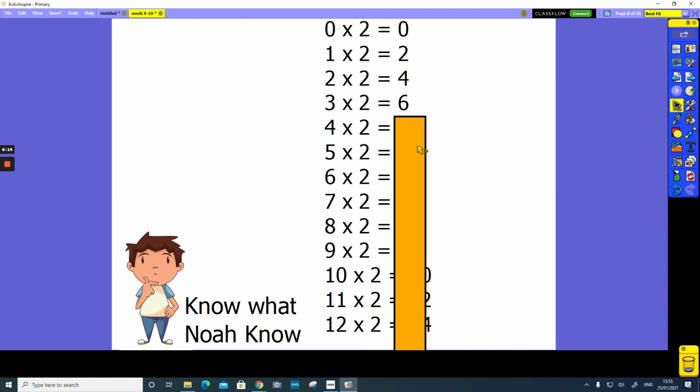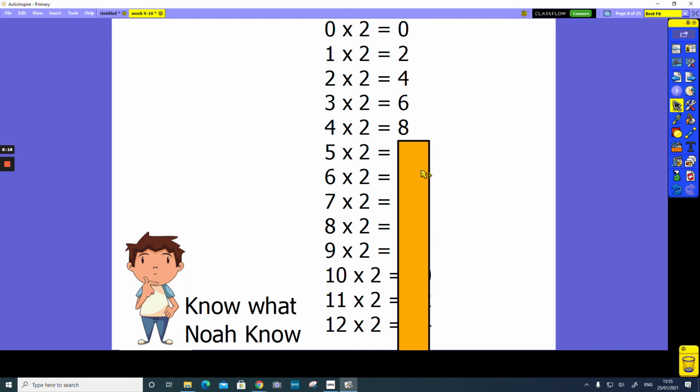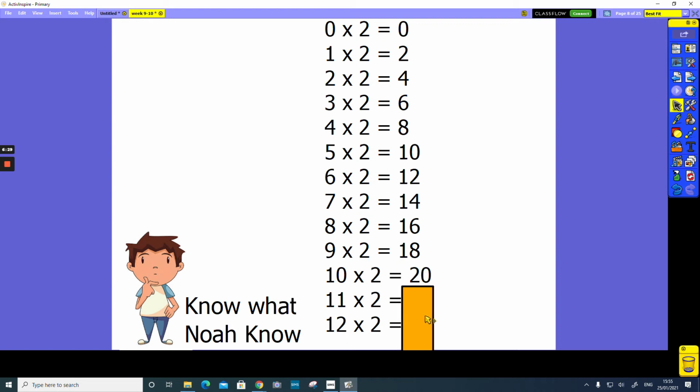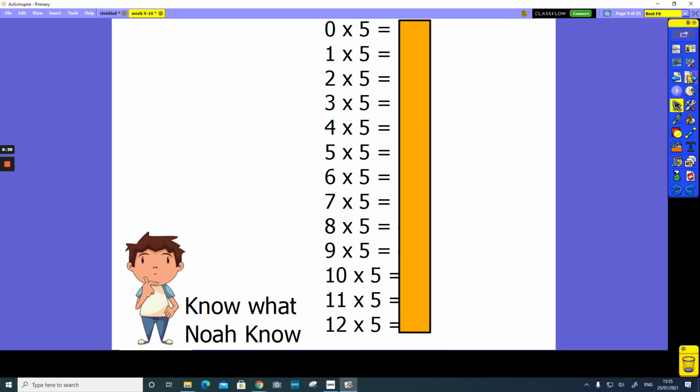Very good. 4 times 2? 5 times 2? 6 times 2? 7 times 2? 8 times 2? 9 times 2? 10 times 2? 11 times 2? 12 times 2? Well done. Did you get all of those correct? Fantastic. 5 times tables now.